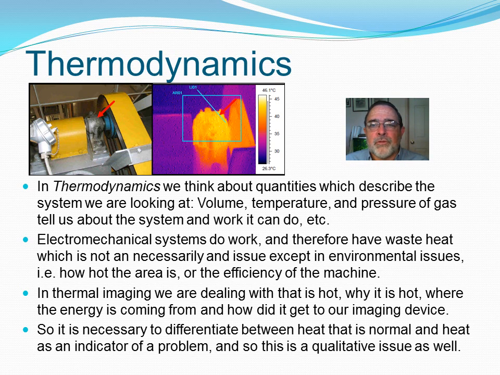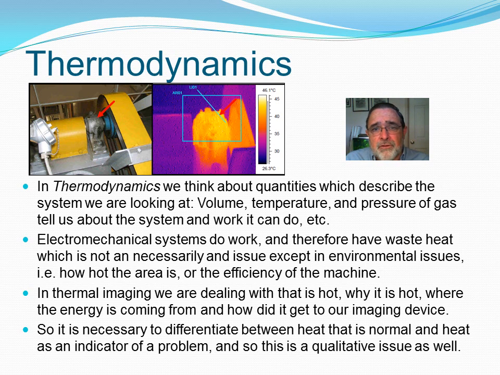In thermodynamics, we think about quantities which describe the system we're looking at. Volume, temperature, the pressure of gas, tell us about the system and the work it can do, etc. Electromechanical systems do work and therefore have waste heat, which is not necessarily an issue, except it might be an environmental issue, that is, how hot the area is, or the efficiency of the machine itself. It could be wasted heat, wasted energy that gets into the environment that needs to be removed, or it might be an inefficiency that the machine is experiencing.